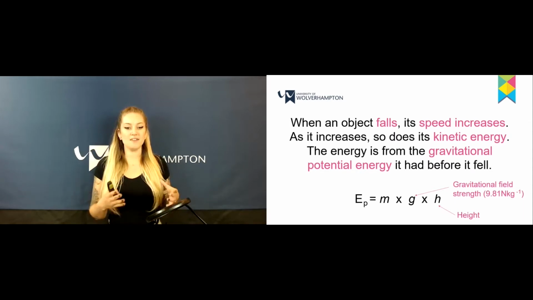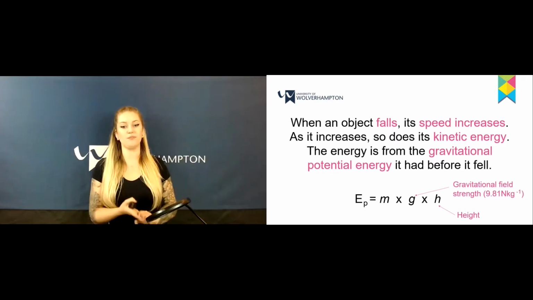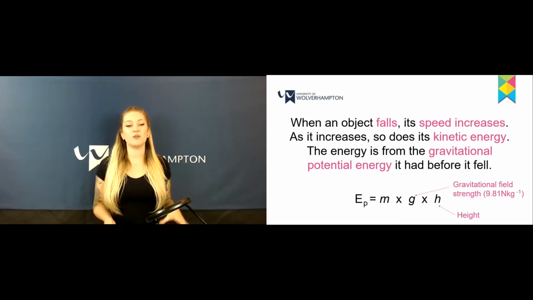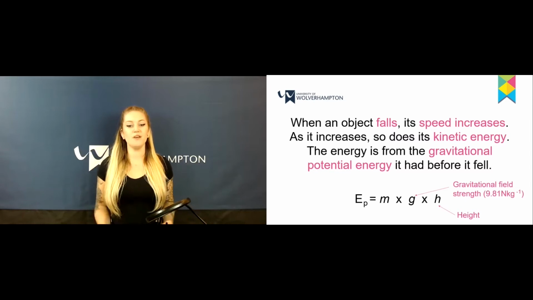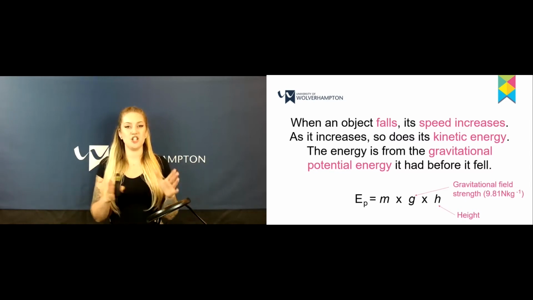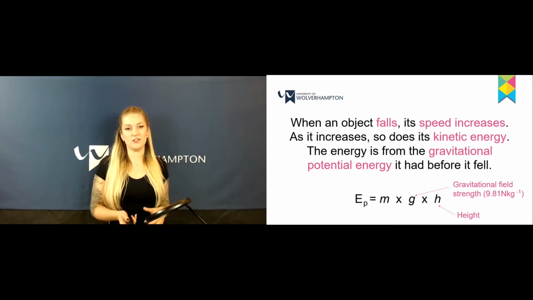It's the mass times the gravitational field strength times the height of how much it fell. Now on Earth, the gravitational field strength is 9.81 Newtons per kilogram. So we would use this for the g in our formula. Let's go and work on a question so it makes more sense.